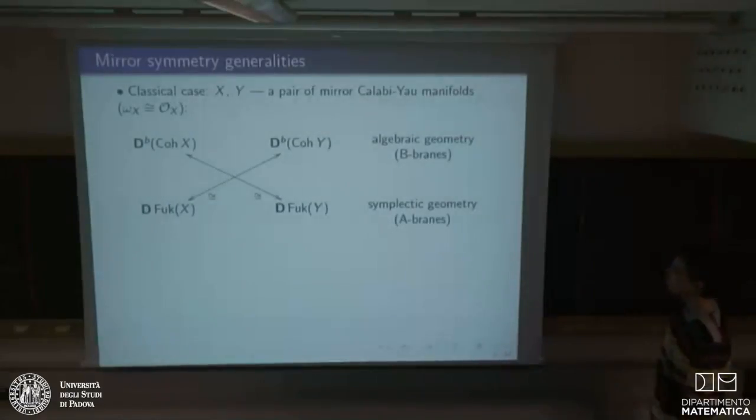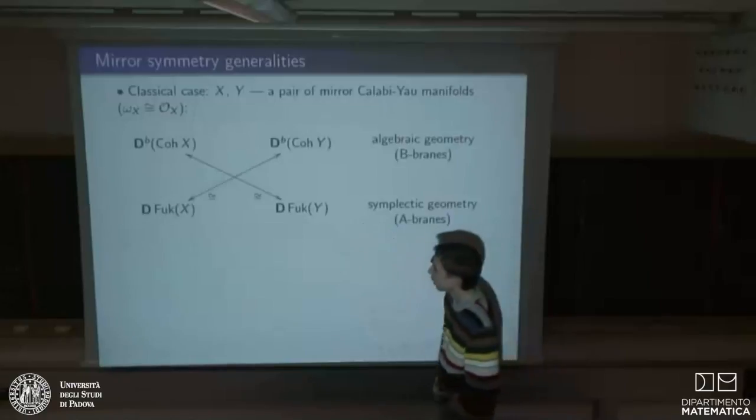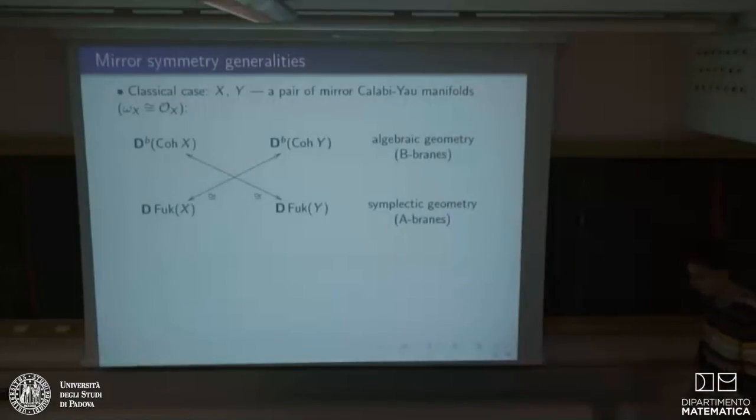First of all, I want to recall what it is. In the classical case, it is the duality between Calabi-Yau manifolds. Homological mirror symmetry relates the algebraic geometry of one of the pair with the symplectic geometry of another. The precise formulation is that the derived category of coherent sheaves of X is equivalent to the derived Fukaya category of Y, and vice versa.